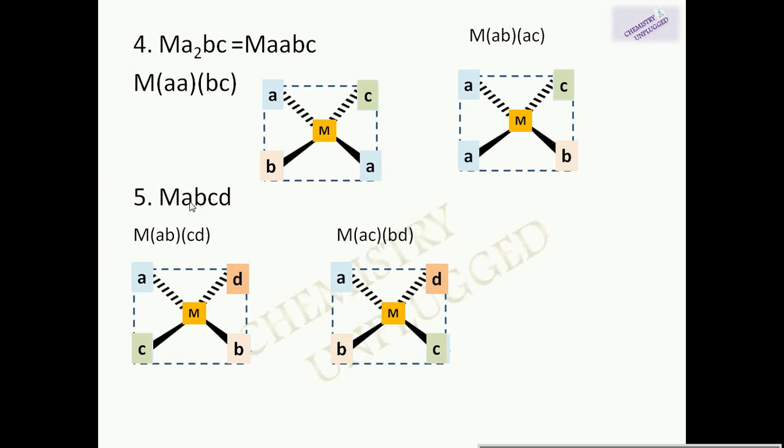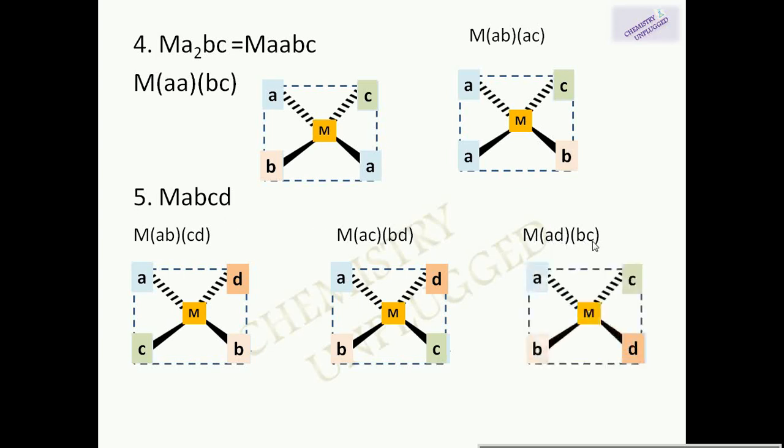Now what is left? A is combined with B in one geometry and A is trans to C in another geometry. So what is left? A can combine with D. So AD are trans to each other and BC, what is left, BC are trans to each other. So in this type of complex MABCD, three isomers are possible.